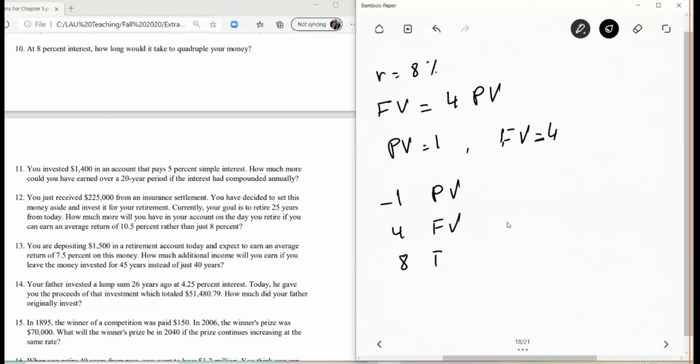8 is IY, compute N, and the answer is 18.01 years.